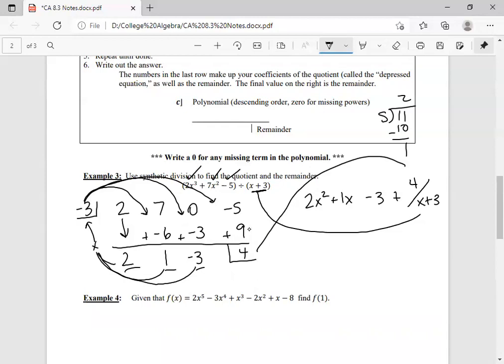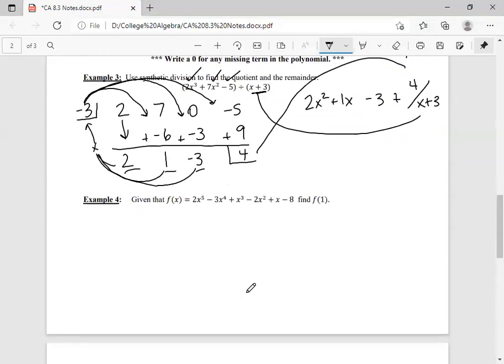Because if I were to write on this one, if I said, how many times does 5 go into 11? It would be 2 and 1 over 5, because we had a remainder of 1. What we're dividing by goes on the bottom of the fraction. What we're dividing by is x plus 3. It goes on the bottom of the fraction. The remainder part goes on the top. Okay. Questions about that?